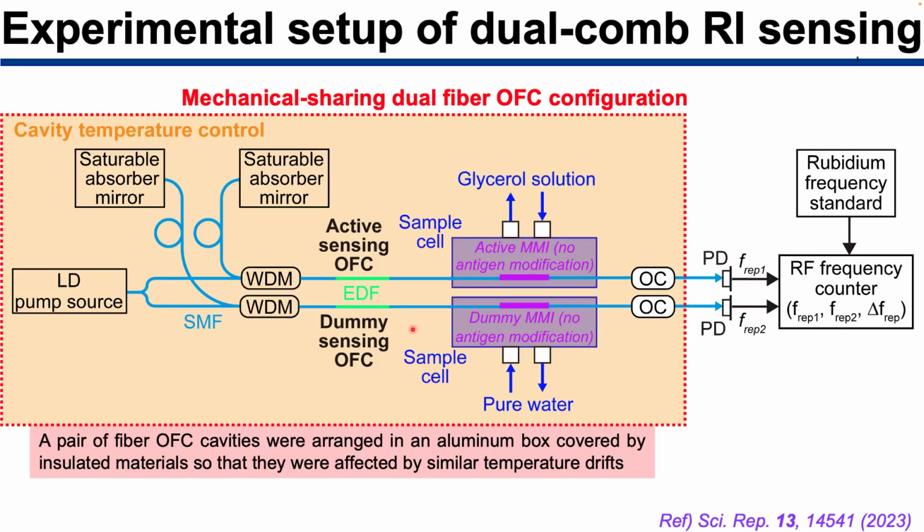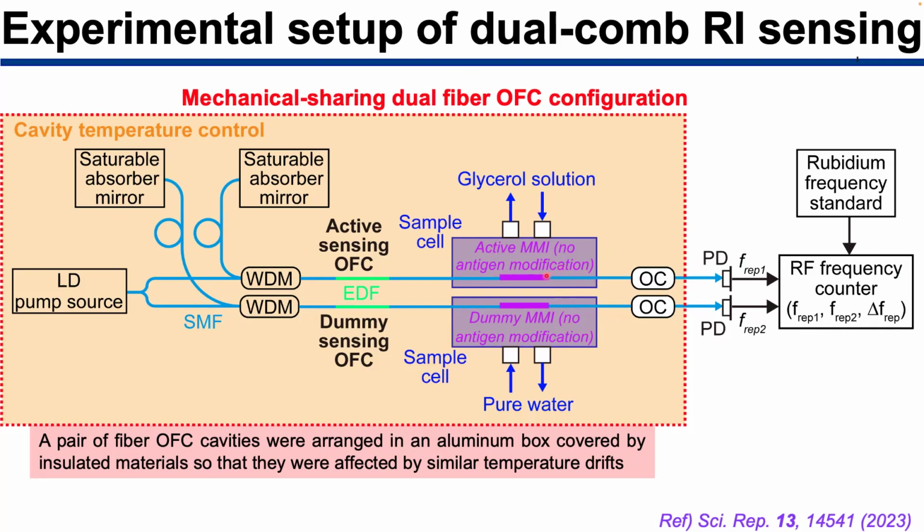To confirm the validity of this approach, we first performed the dual-comb RI sensing using this setup. We use a pair of linear fiber OFC cavities mode-locked by saturable absorber mirrors. A pair of MMI fiber sensors without the antigen modification was used for the active and dummy sensor respectively.